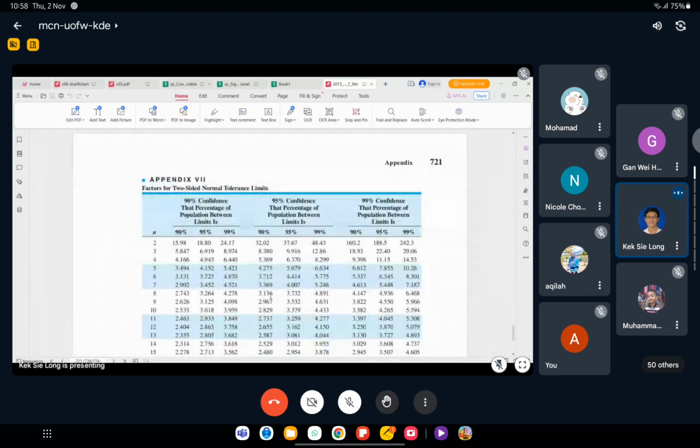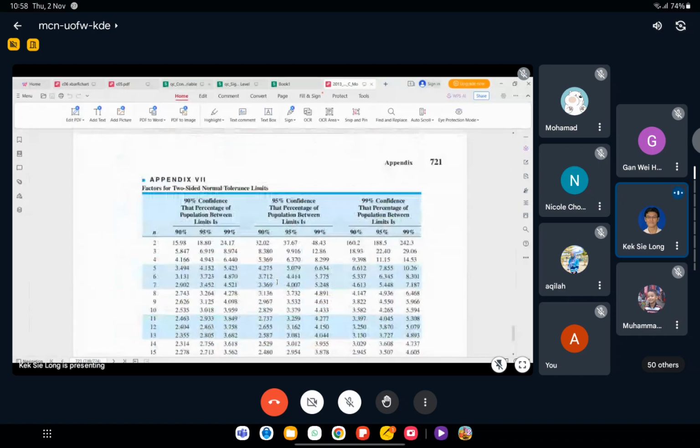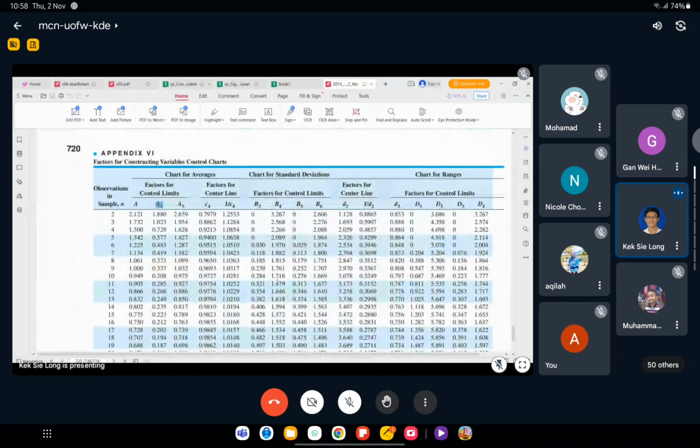This is for table 7, normal tolerance limit. So we don't refer to this. We only refer to this table, Appendix 6.